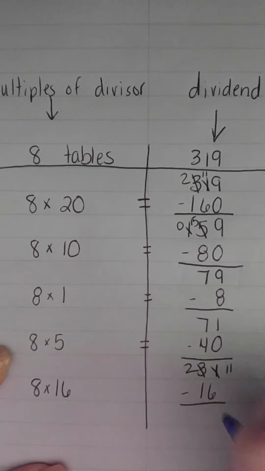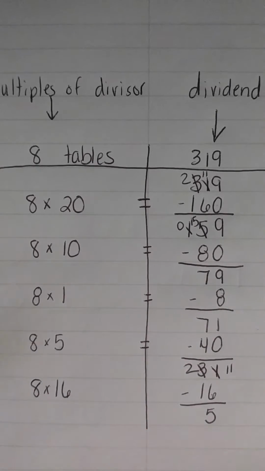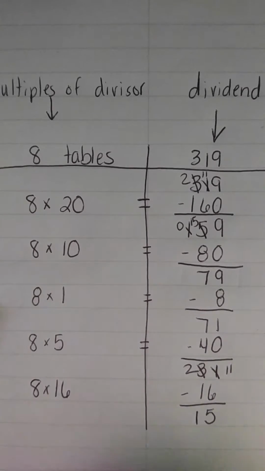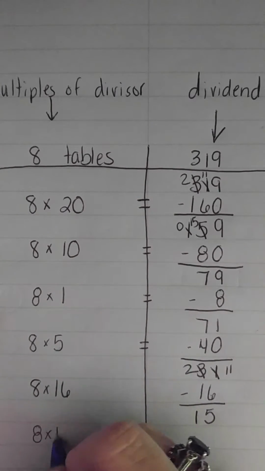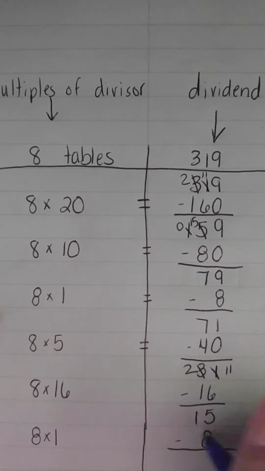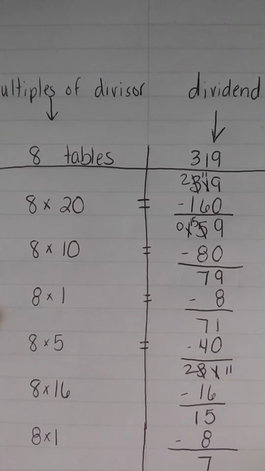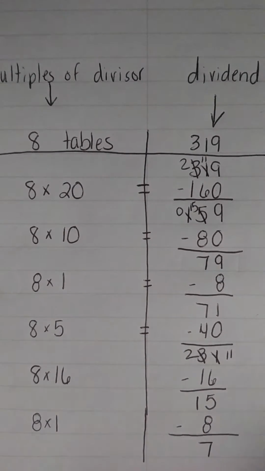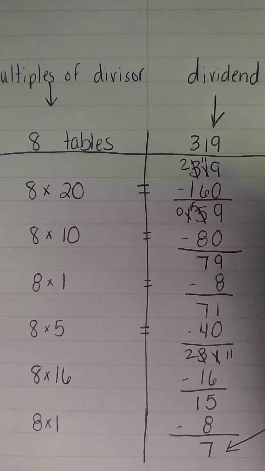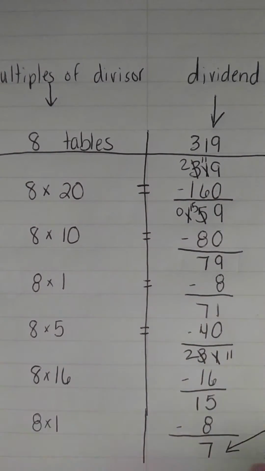Regrouping. 11 minus 6 is 5. 2 minus 1 is 1. Can't do another 16, but I can take out a 1. 8 times 1 is 8. And 15 minus 8 is 7. All right, so what I have left over is my remainder, which is right there. So it's remainder. This is my remainder right here.